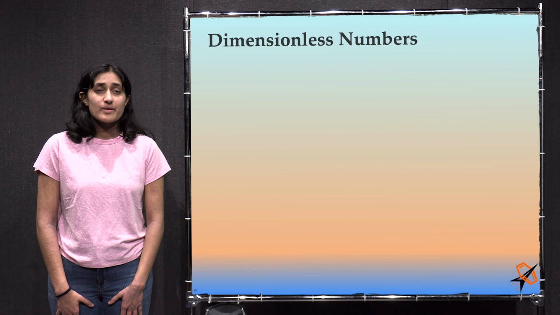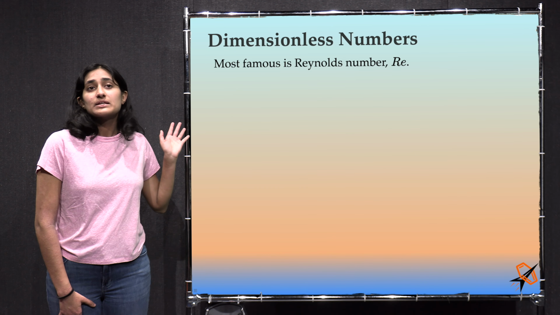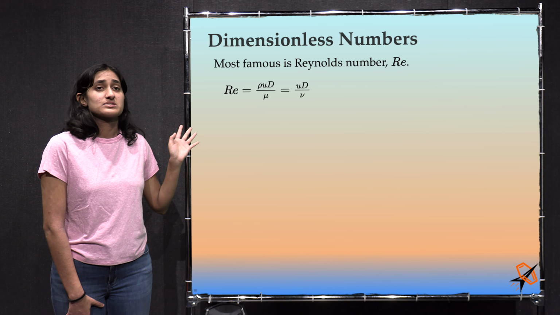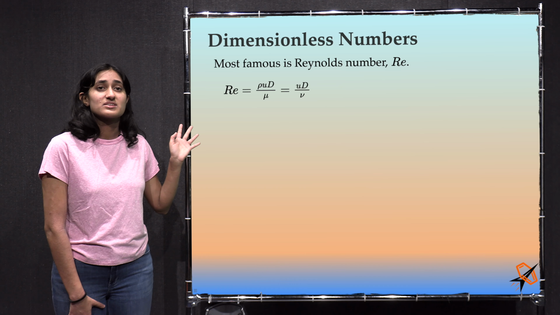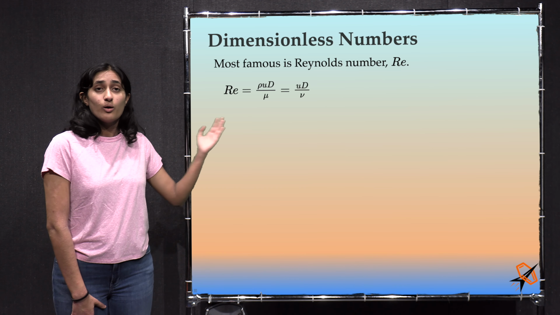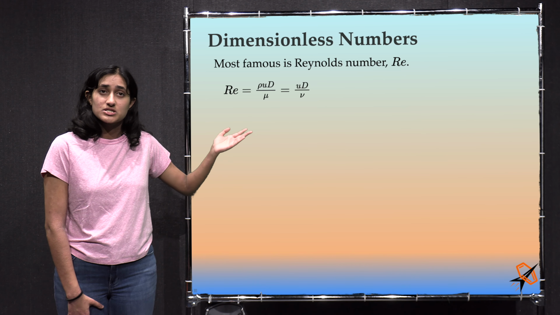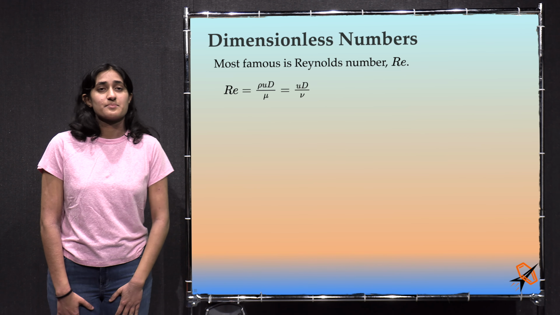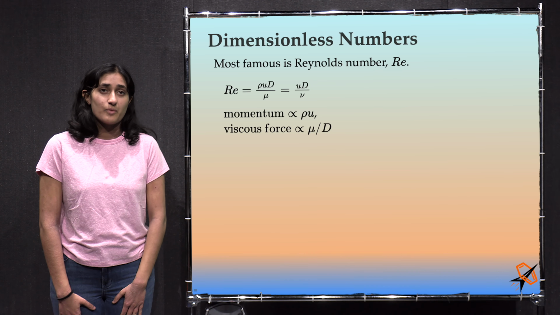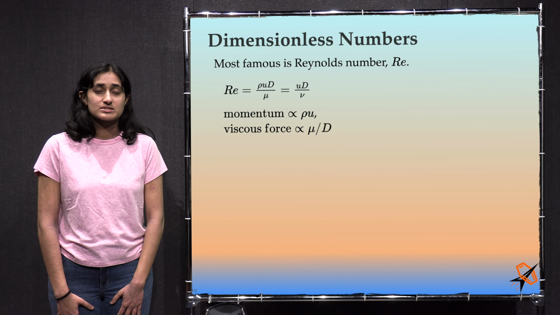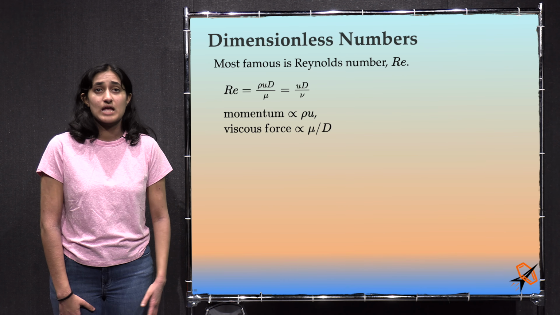Principles, the most famous dimensionless number is the Reynolds number, given as the fluid density times the fluid velocity times a characteristic length, such as the diameter of a pipe, divided by the dynamic viscosity, mu. Or the fluid velocity times the characteristic length divided by the kinematic viscosity, nu. The Reynolds number is a measure of the relative importance of momentum, given by the velocity times the density, to the viscous forces given by the ratio of the viscosity to the diameter.